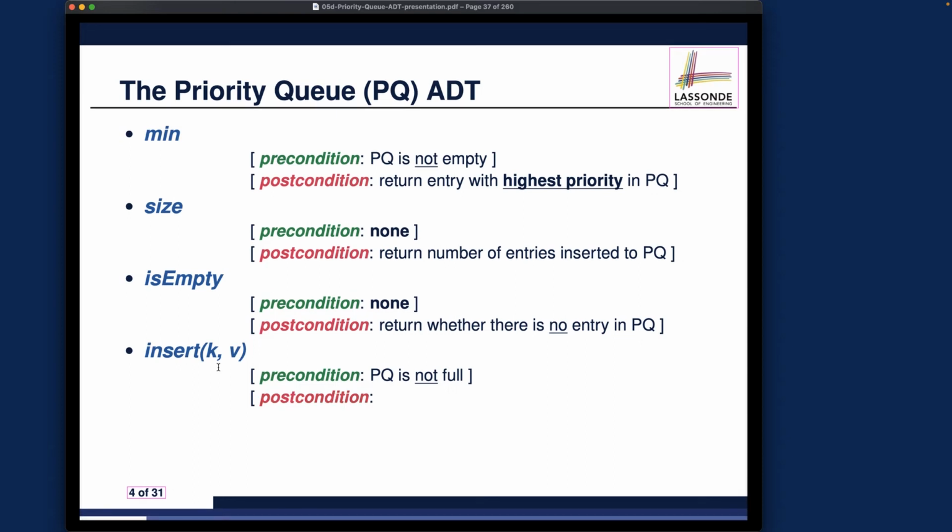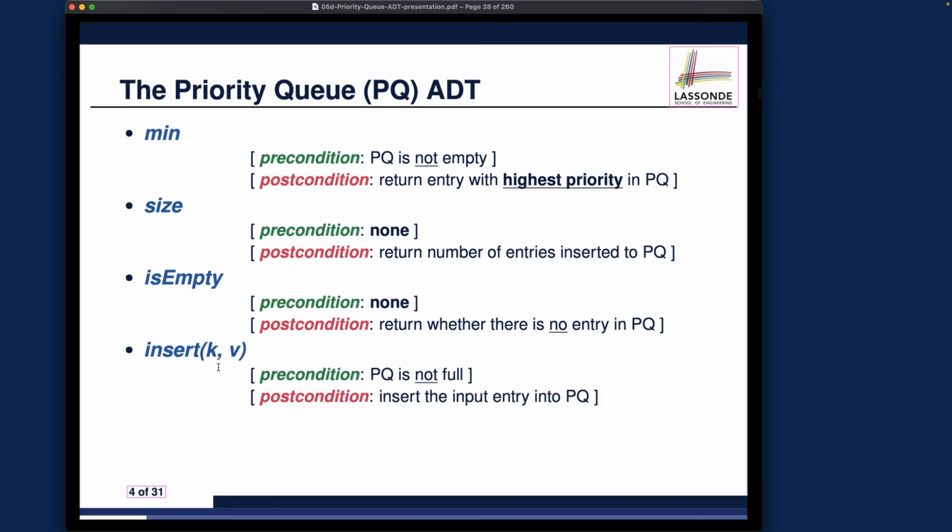And the postcondition for inserting will be, of course, the entry will be added into the priority queue. However, here there's no notion about whether we add the entry into the top or to the front or to the end of the priority queue. There's no such notion about top, front, or end. All you have is more like a set of entries, and somehow you have a way to extract the entry with the minimum key value or the highest priority.